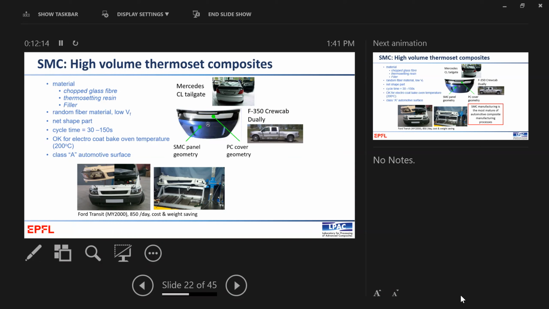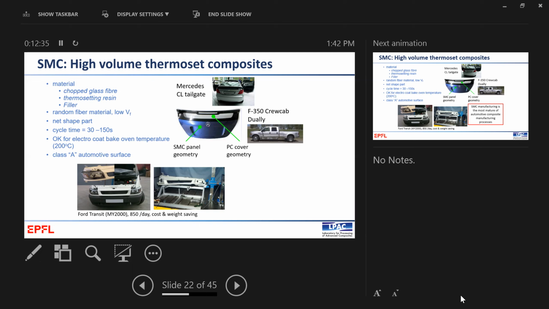Now we're going to look at which composites are used today in automotive. The most widely used is sheet molding compound. It's been used for a long time. It's got a big supply base. It's a cheap material. You can paint it. It can go through e-coat. It's stable dimensionally with temperature. It's a great material, very established.